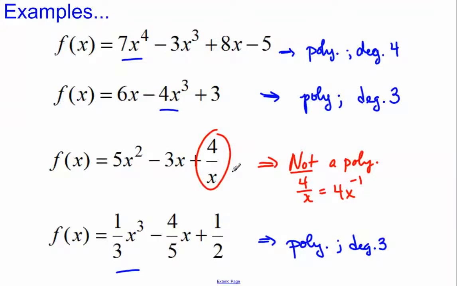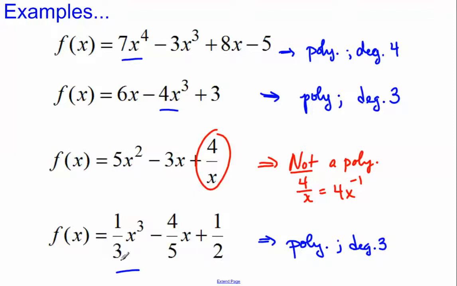The third example here is actually not going to be a polynomial, and the reason is this last term. 4 over x, well, you're saying what's wrong with x to the first, but it's not really x to the first, because when you have a variable in the denominator, or actually anything in the denominator, it's equivalent to having a negative exponent on it. So 4 over x is really equivalent to 4 times x to the negative 1. So this last term disqualifies the third example from being a polynomial.